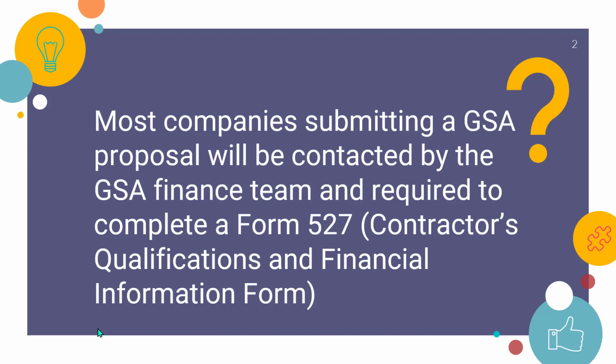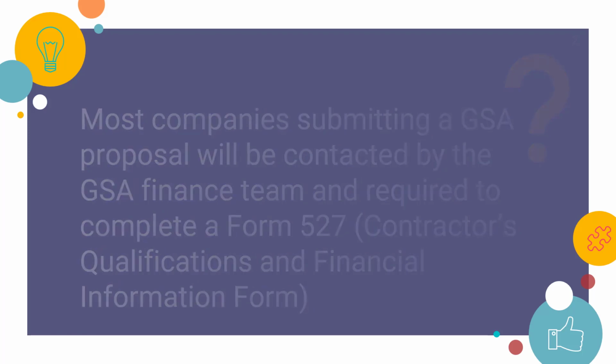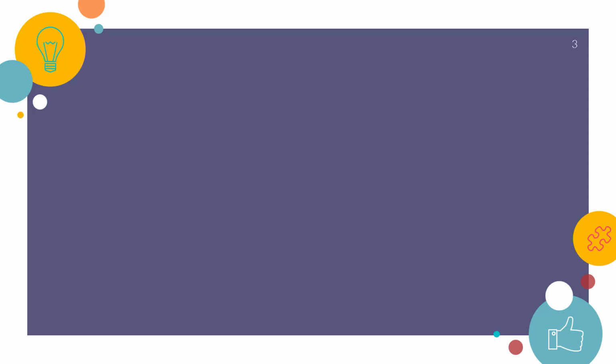GSA Form 527 is a financial form that the GSA finance team may send to you shortly after your proposal is submitted. We find that several of our clients have to do this each month. Probably about 75% of our clients get to fill out this delightful form. Let's talk about the form itself.